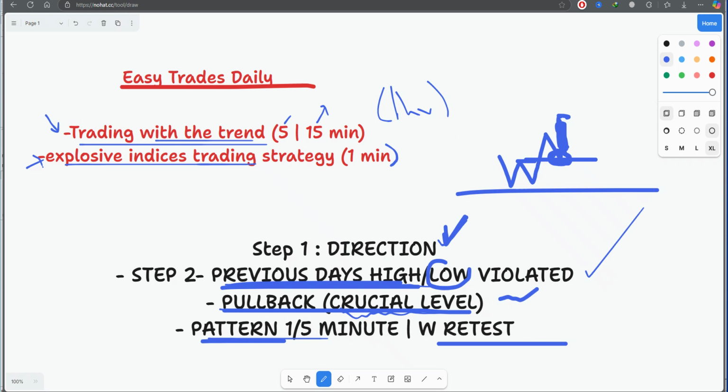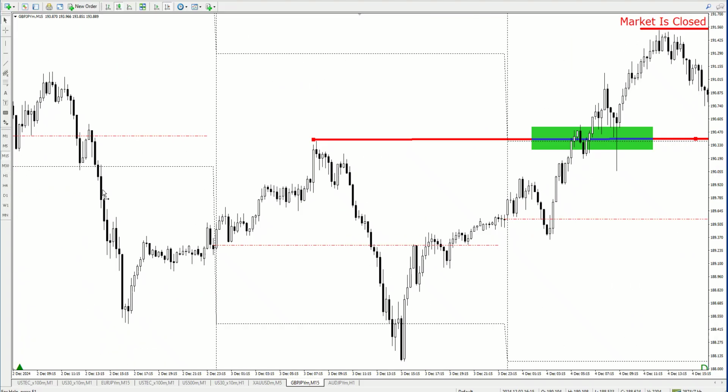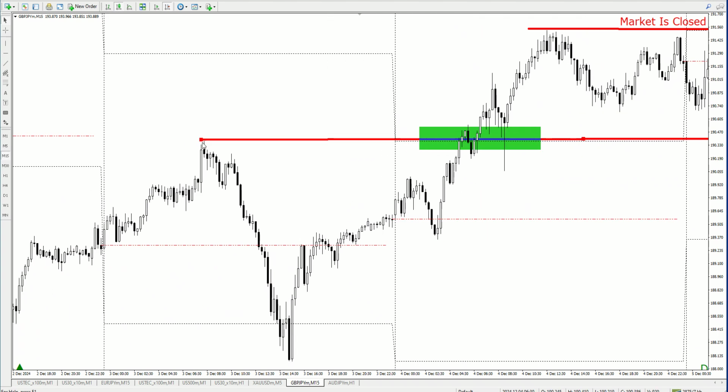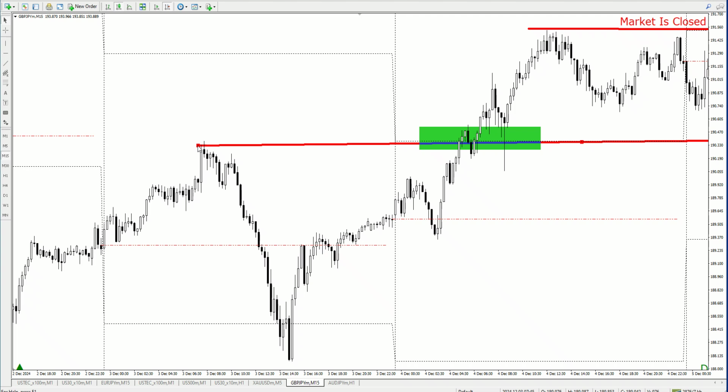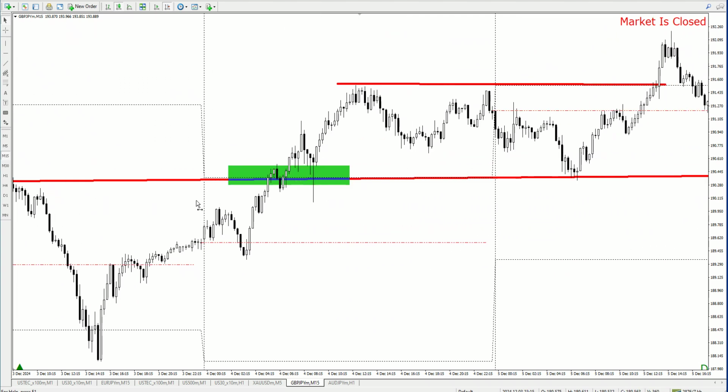Okay, so I'm just going to go quite quick to GJ. You see, GJ, we can come to a 15 or a 5 minute time frame. As I said, it's up to you, whatever time frame you utilize. Okay, so you see they came up. Where is it? Okay, not this day. Where is it?